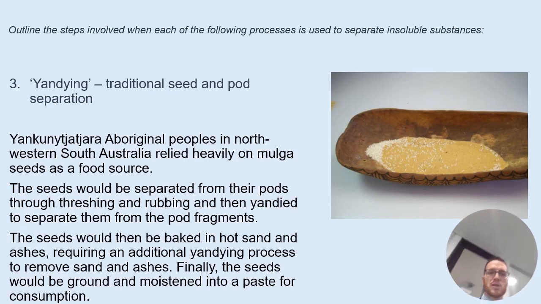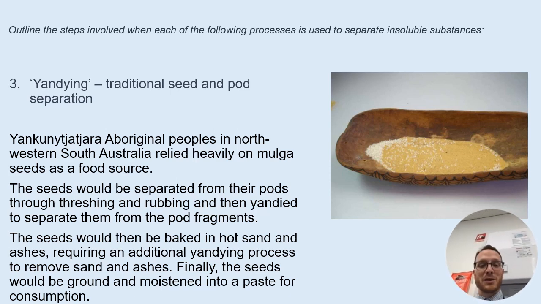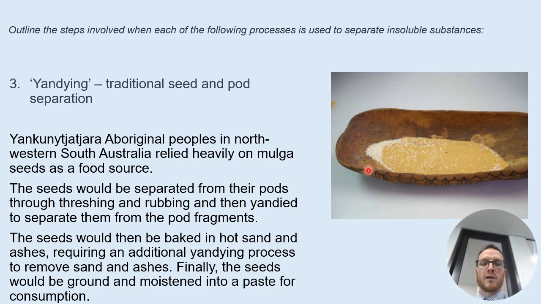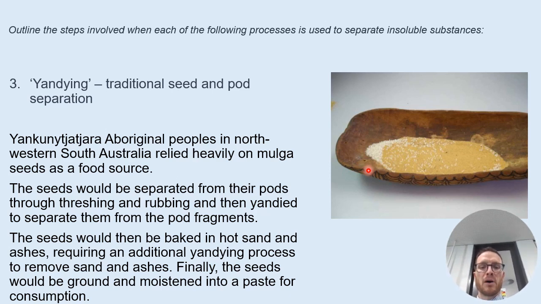Here is a traditional way. This is called yandying. It's a traditional separation technique. I'm going to do my best to pronounce this. Yandying: the Thajara Aboriginal people in northwestern South Australia relied heavily on mulga seeds as a food source. Seeds would be separated from their pods through threshing and rubbing and then yandying to separate them from their pod fragments.